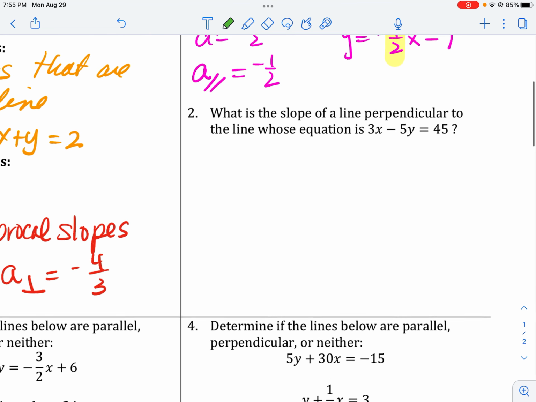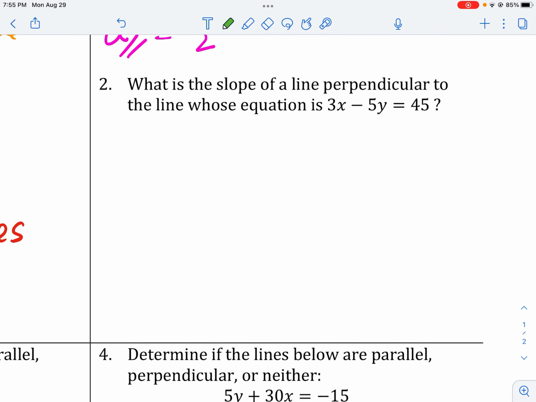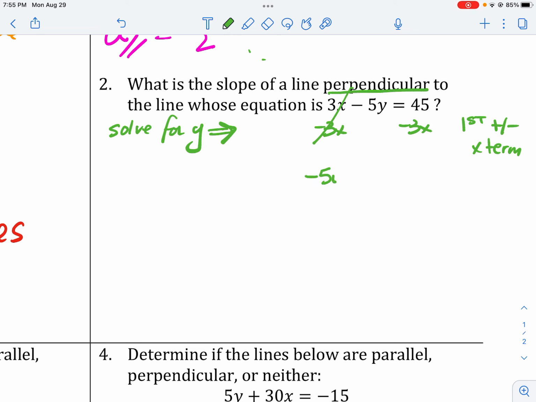Number 2 asks us to find the perpendicular slope. So the same thing, solve for y. So subtract 3x from both sides. That's our step. So I get negative 5y equals negative 3x plus 45.